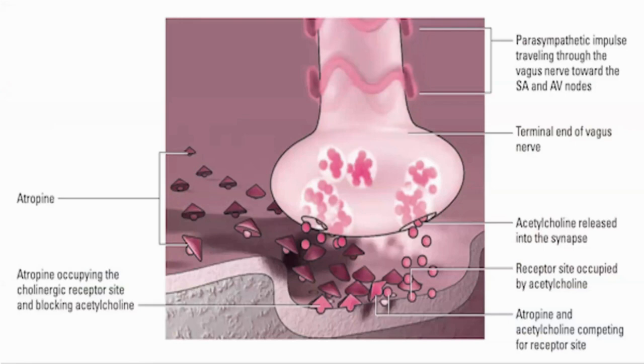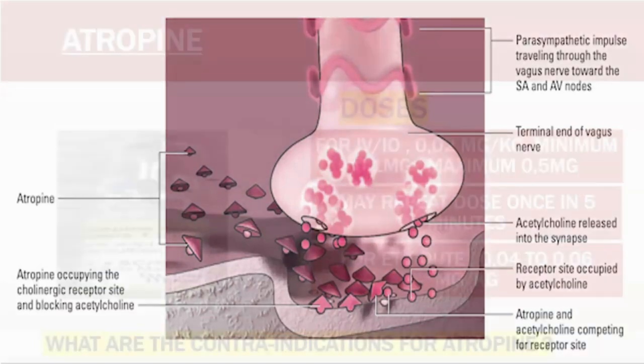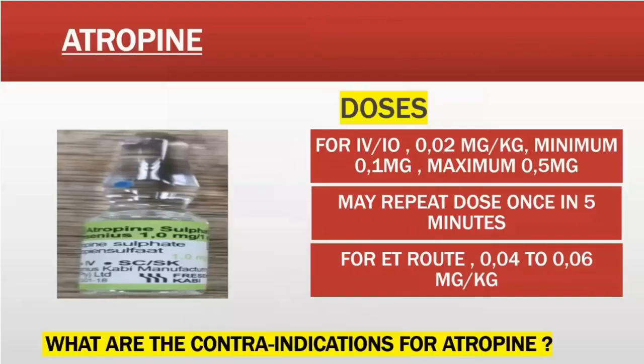The other medication that we can use is atropine. Atropine competes with acetylcholine for cholinergic receptor sites on the SA and the AV nodes. By blocking acetylcholine, atropine speeds up the heart rate, and at specific doses, it also prevents vagal cardiac slowing or asystole. So how do we give this? For IV or IO access, you can give 0.02 milligrams per kilo, with a minimum of 0.1 milligrams and a maximum of 0.5 milligrams.